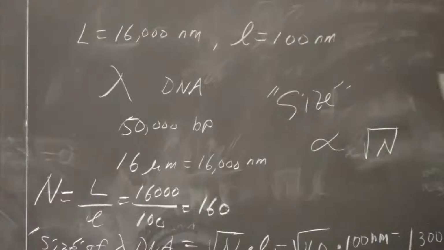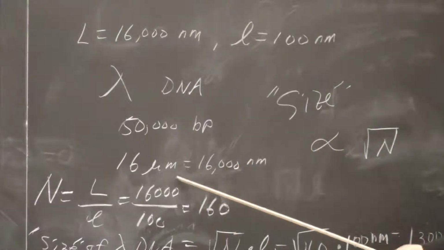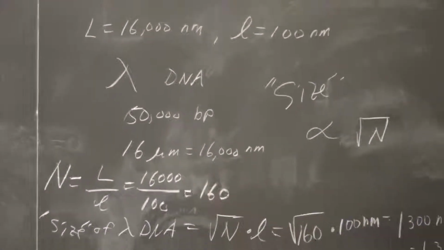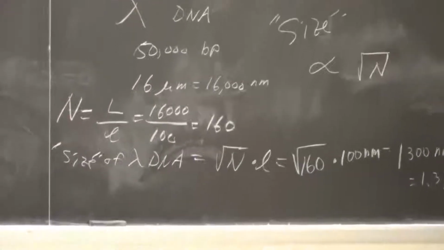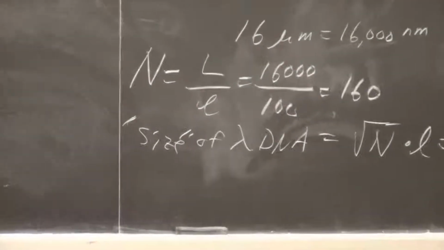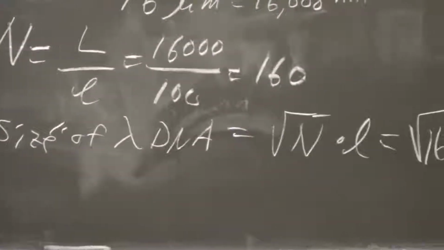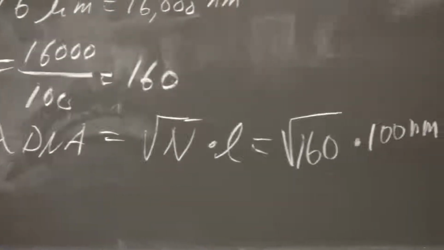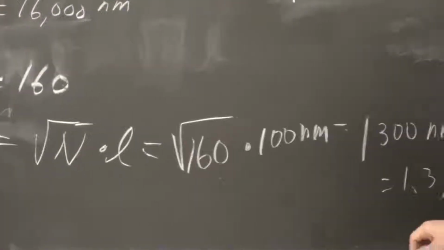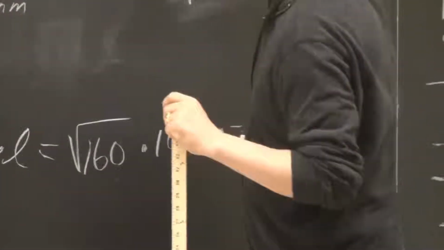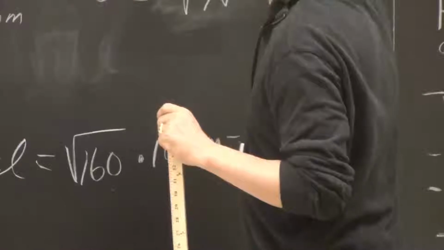So if you have a lambda phage DNA, fully stretched it is 16 microns long, but if you let it just fluctuate in solution, then it will relax down to a spaghetti coil of this length. So that's the idea. What's small l? It is the Kuhn length for double-stranded DNA.